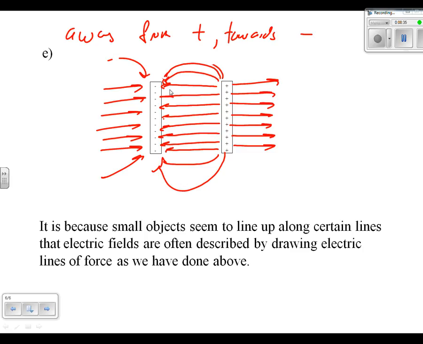It's because small objects seem to line up along certain lines that electric fields are often described by drawing these electric lines of flux, lines of force. I think they're called lines of flux when they're magnetic, as we've done above. Be able to draw them, that's all I'm saying.